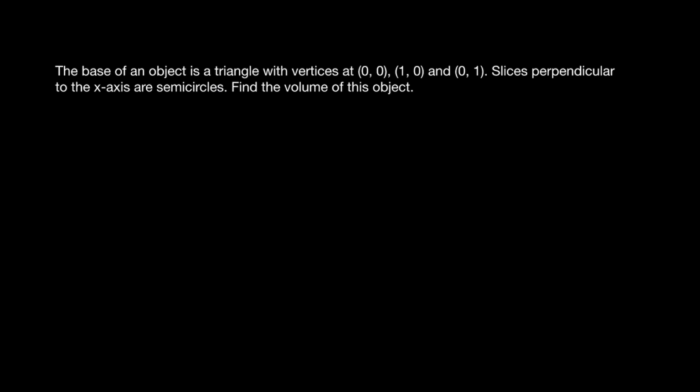The base of an object is a triangle that has vertices at (0, 0), (1, 0), and (0, 1). Slices perpendicular to the x-axis are semicircles. Find the volume of this object. I'm going to start by attempting to draw a picture. I'm told that the bottom of the object is a triangle. So one vertex is at the point (0, 0), another at the point (1, 0), and the last one at the point (0, 1). If I take this object and slice it perpendicular to the x-axis, my slices are half circles, semicircles.